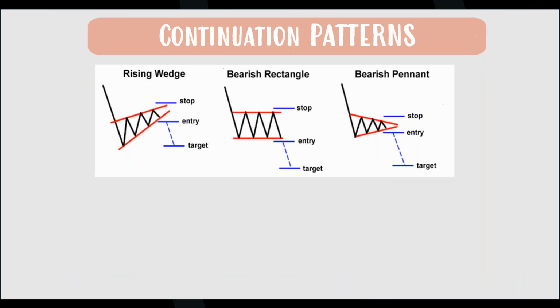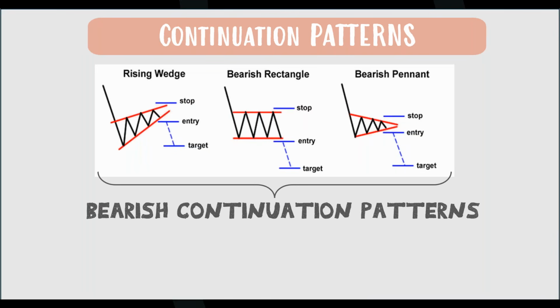Then there are continuation patterns. And the continuation patterns are the ones that encourage you to still stay in that uptrend or that downtrend is still in place. And those range from rising wedges, bearish triangles, or bearish pennants. They just simply say, once I'm confirmed, it means I'm going to continue forming.